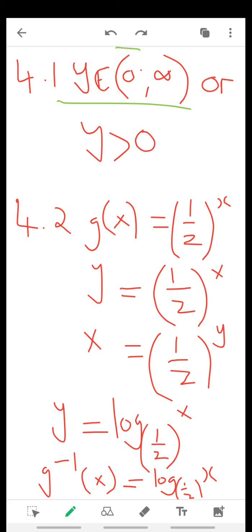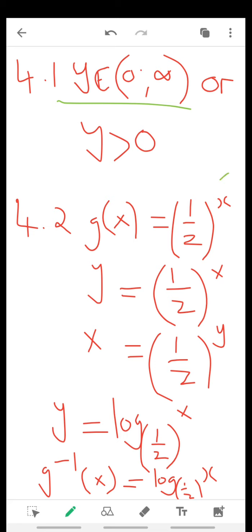If it was included, we would use the square brackets. But since it's not included, we use open brackets. Also, infinity, whether positive or negative, is never included. Hence, we use open brackets. Okay. Then, there is another notation that we use, this one here, which we normally call the set builder notation.